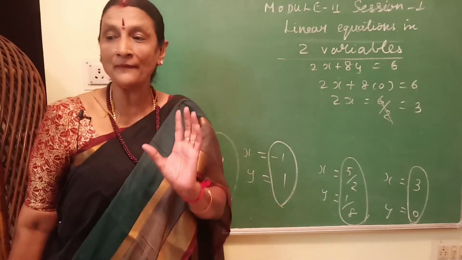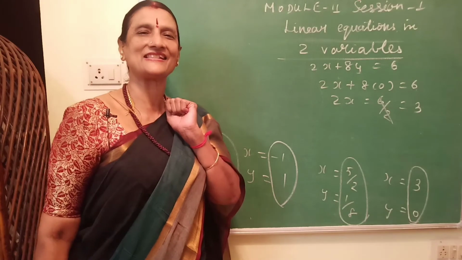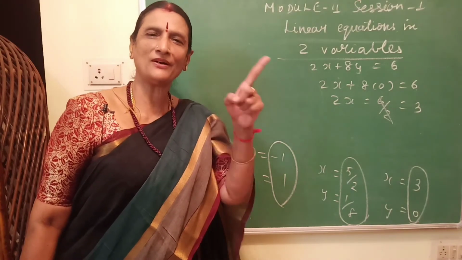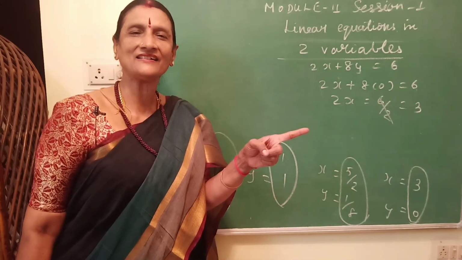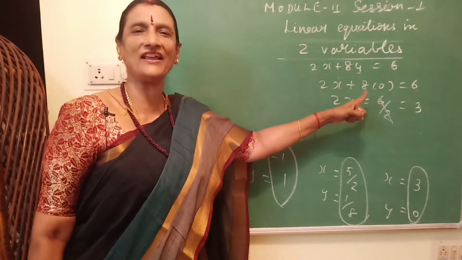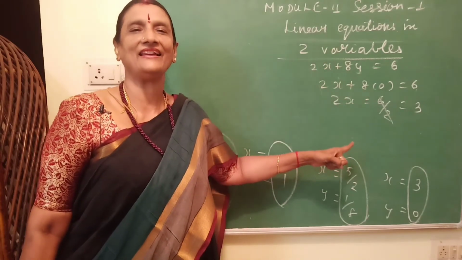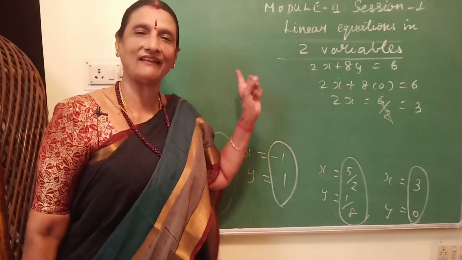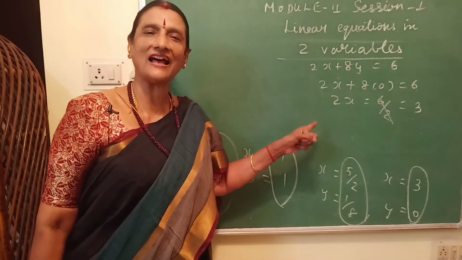Okay, something more I want. What kind of representation is this? What kind of representation is this, children? Remember from what you have studied in your earlier class. It is a straight line, a linear equation in two variables x and y is a straight line. We can plot it on a graph and you get a straight line. So all these things you studied in an earlier class.